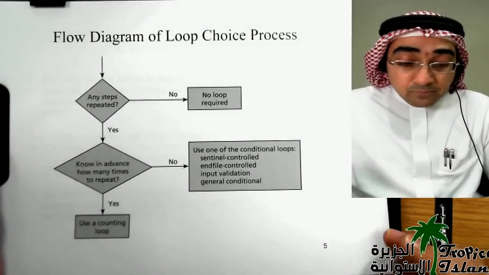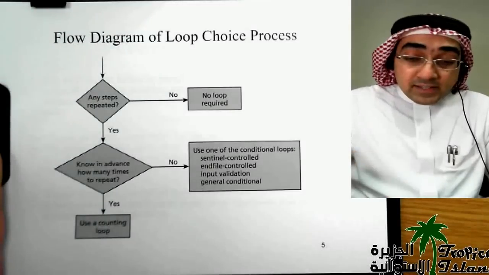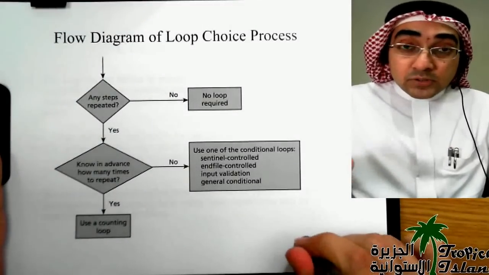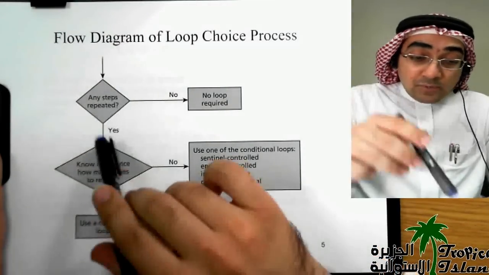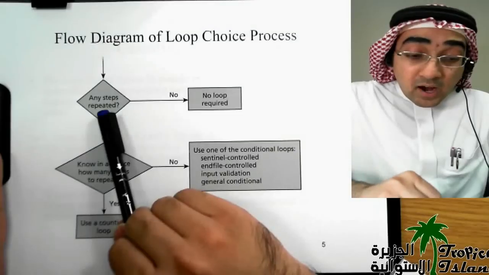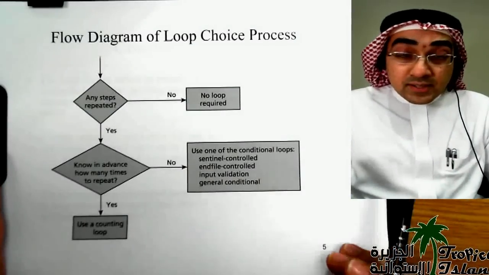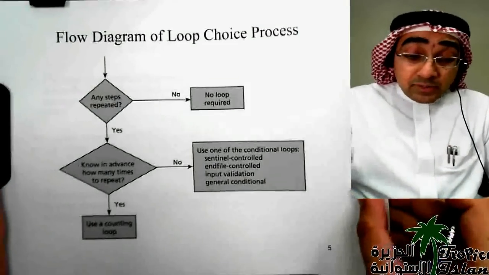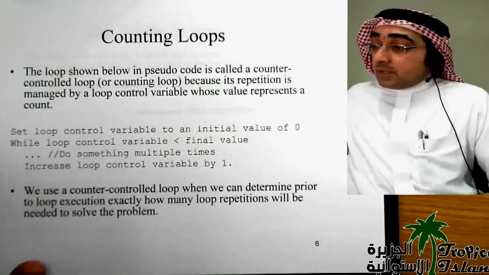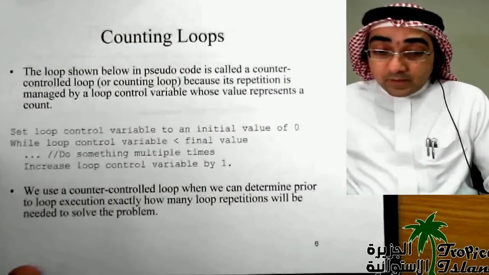So this is basically telling you how to determine if you want to use loops or not. You ask yourself the question: are there any steps that are repeated? If the answer is yes, then you ask yourself the second question: do you know how many times I have to repeat? I'll have examples coming in a while on this. Okay, so counting loops.